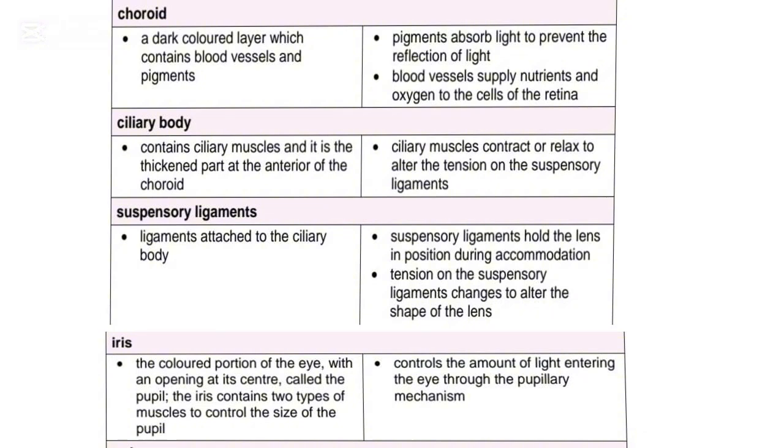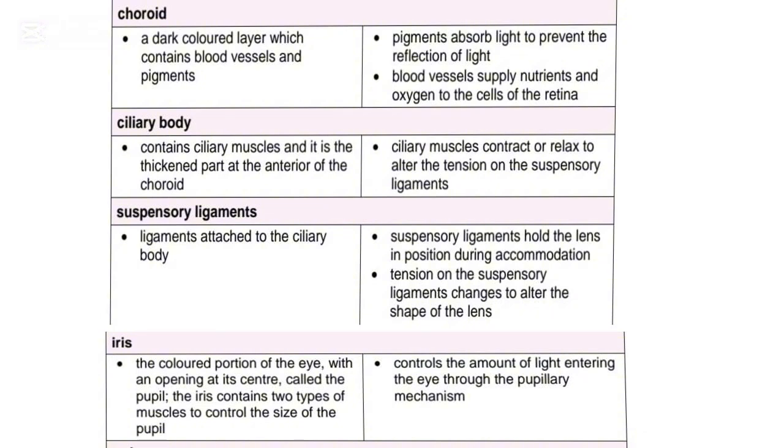Ciliary body. This is the structure that contains ciliary muscles, and it is the thickened part of the anterior of the choroid. The function of the ciliary muscles is to contract or relax to alter the tension on the suspensory ligaments. Suspensory ligaments. These are ligaments attached to the ciliary body. The function of the suspensory ligaments is to hold the lens in position during accommodation. During accommodation, tension on the suspensory ligaments changes to alter the shape of the lens.